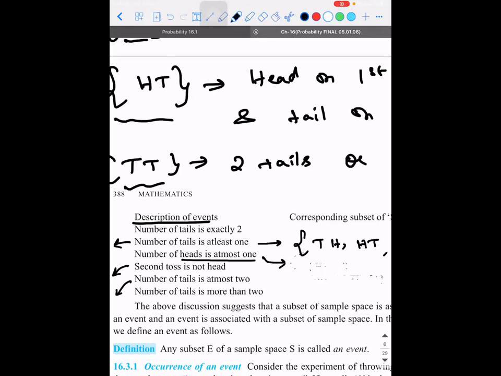Guys, try. When they say number of heads is at most 1, it is head-tail and tail-head, sir. Only 2. It is head, tail, head. When they say at most 1, it can be 0 also. Means tail can also be taken. At most means minimum is 0, maximum is 1. At least means minimum is 1, maximum is 2.